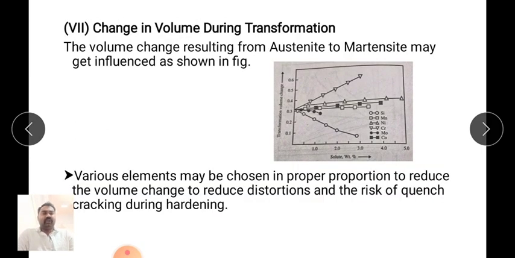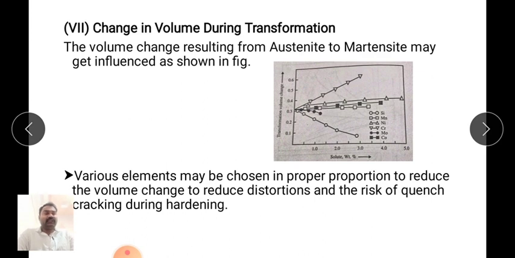Then change in the volume during transformation. This factor we will have to study in this lecture. Now, change in volume during transformation. The volume change resulting from austenite to martensite may get influenced as shown in the figure. In this figure we can observe that on the x-axis there is solute by weight, and on the y-axis there is the temperature transformation of volume change.